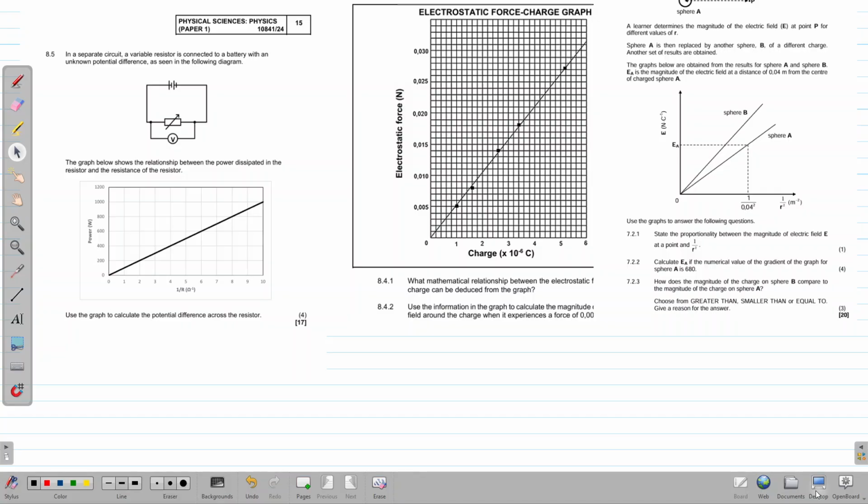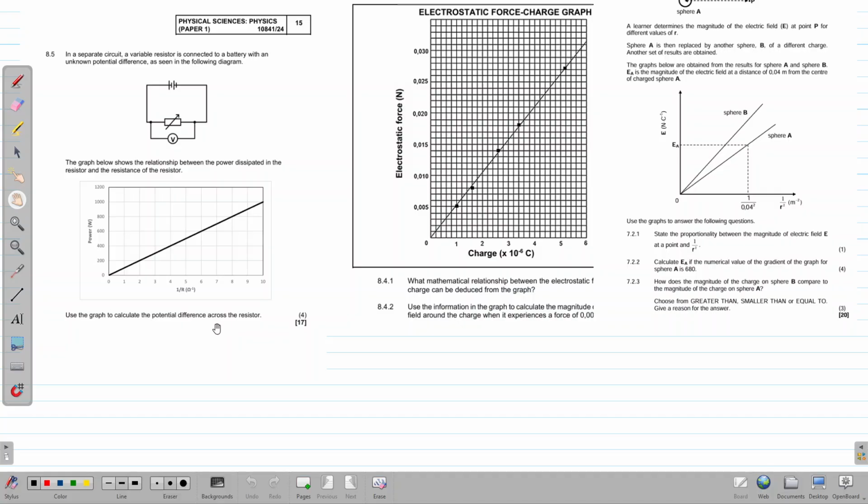Now let's look at question 8 here. So we have a circuit, and we have the voltmeter across a variable resistor there, and we have a battery. What we're given is a graph of power versus 1 over resistance, P versus 1 over R, and we are asked to use this graph to calculate the potential difference across the resistor. So how do we do that?